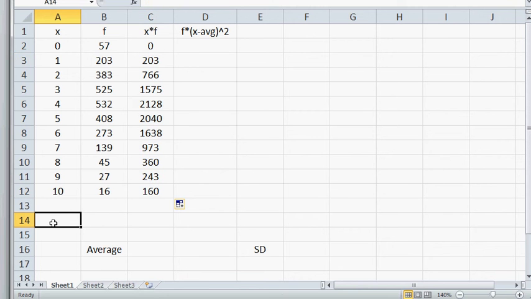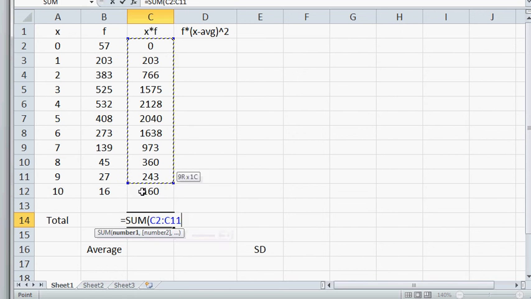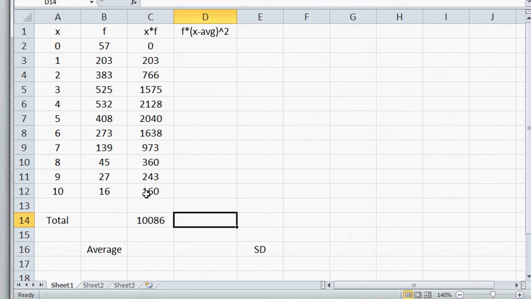So the total number of clicks recorded, which I can find with Excel or else by just directly adding them up on a calculator, would be 10,086. Okay, so that's the total number of clicks that were recorded.